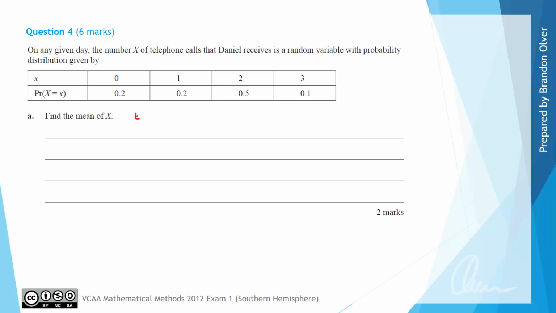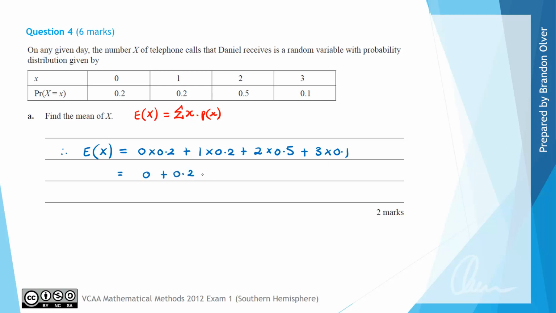From our formula sheet, we know that the expected value, or the mean value of x, is equal to the sum of x times p of x. So for this question, the expected value of x is 0 times 0.2, plus 1 times 0.2, plus 2 times 0.5, plus 3 times 0.1. That is equal to 0 plus 0.2 plus 1 plus 0.3, which simplifies to 1.5. So the mean of x is 1.5.